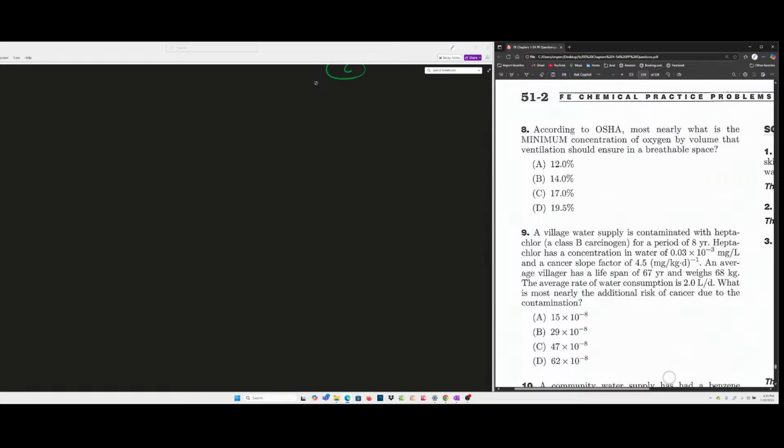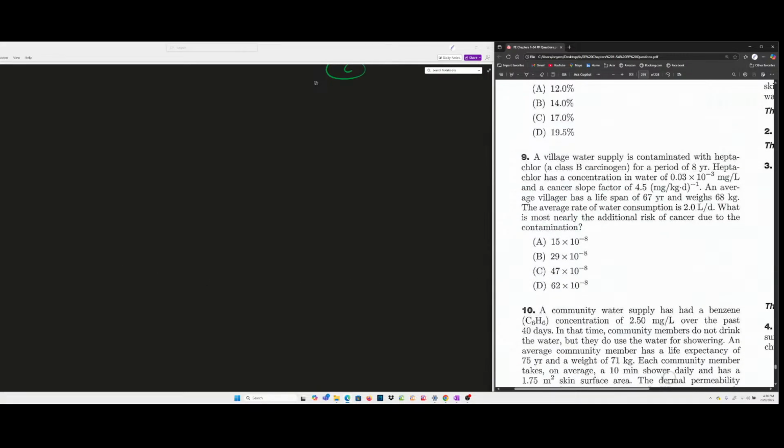So for eight, according to OSHA, Occupational Safety and Health something, most nearly what is the minimum concentration of oxygen by volume that ventilation should ensure to be breathable? 19.5. This is very standard. We are meant to know this as chemists, so if you don't know it, you're cooked. So question nine, very similar to what we did.